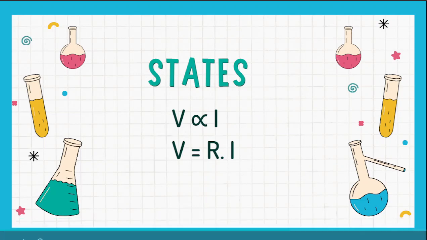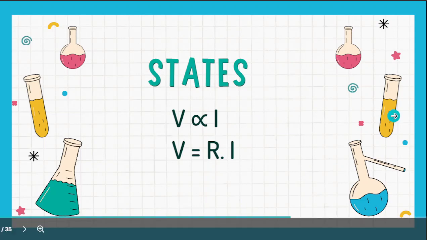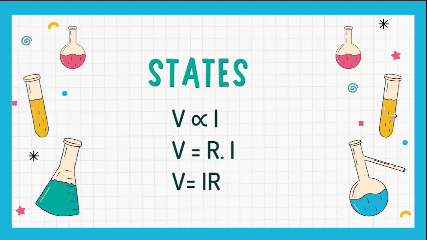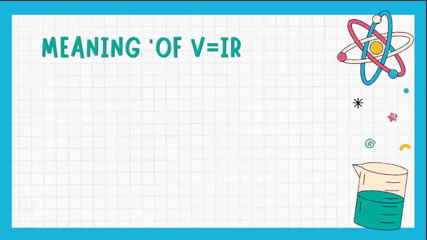Now let's go to the final, actual law, right? Can you guess the actual law? What is it going to be? Of course, if you have guessed, then I hope you might be right. It is V is equal to IR. Now what does it mean? Let me explain the meaning of V is equal to IR.